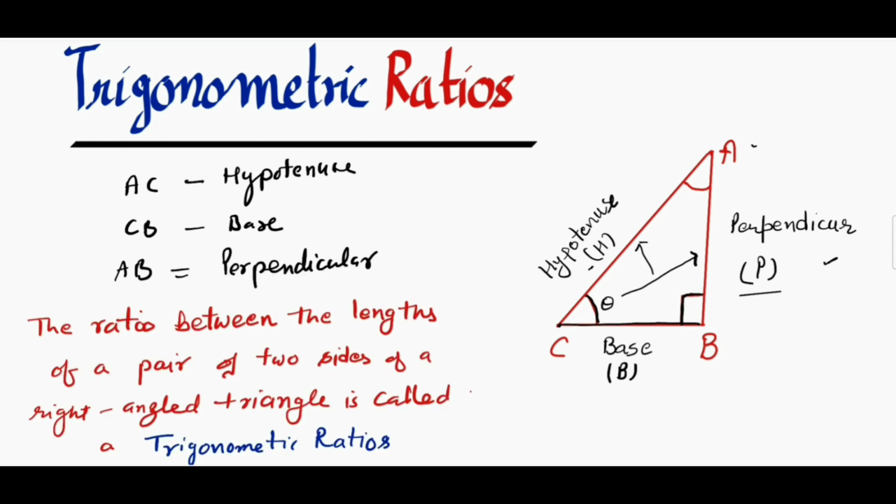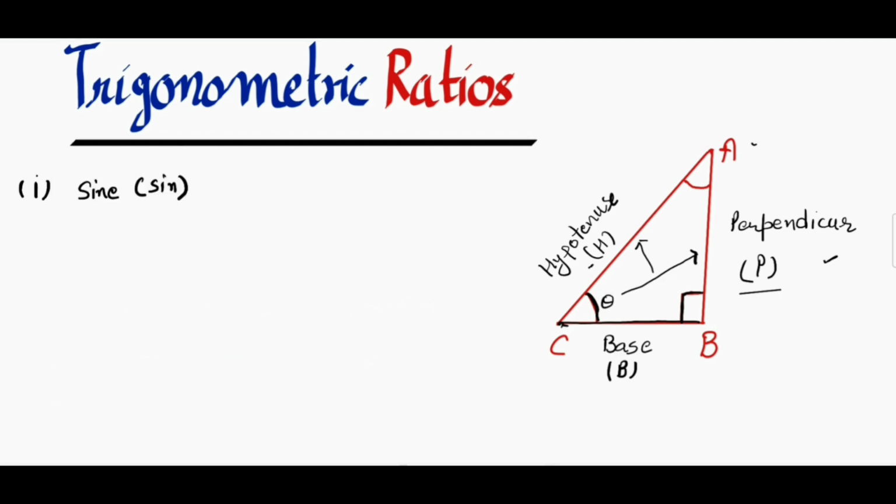So the ratio between the lengths of pairs of two sides of a right angle triangle is called a trigonometric ratio. It can be hypotenuse divided by base, or it can be the ratio of base and perpendicular, and these ratios are known as the trigonometric ratios. We have three sides of the triangle: hypotenuse, base, and perpendicular. And a right angle triangle gives 6 trigonometric ratios. The first ratio is sine, which we mostly represent with sin.